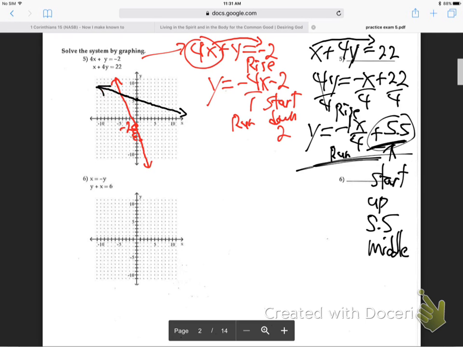So where do they meet? Negative 2 and 0? It's hard to tell, isn't it? It's really hard to tell. Negative 2 and 6. Yeah, negative 2 and 6. Okay, they intersect at negative 2, 6.